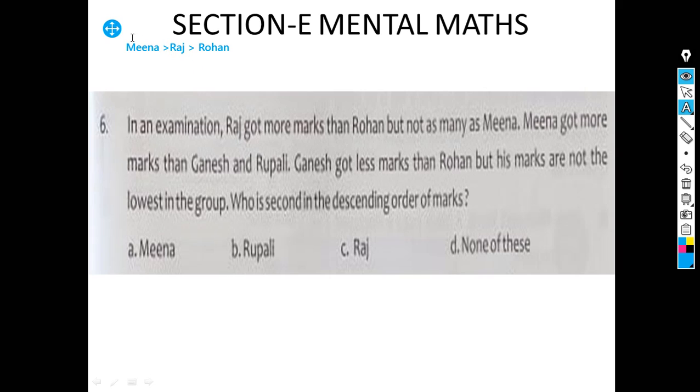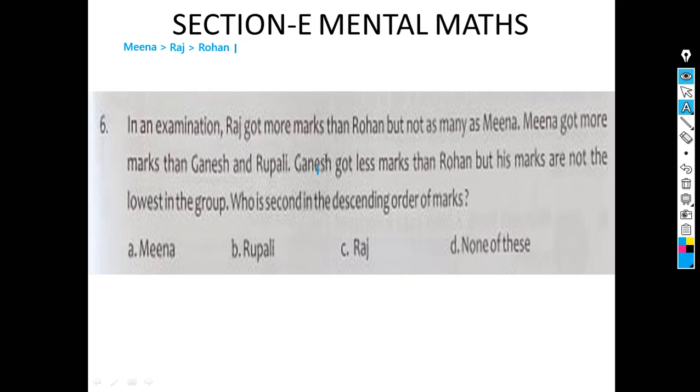So the remaining statement says Meena got more marks than Ganesh and Rupali. Meena has more marks than Ganesh and Rupali. This means Meena's marks are greater. And then Ganesh got fewer marks than Rohan. This means Rohan's marks are greater.